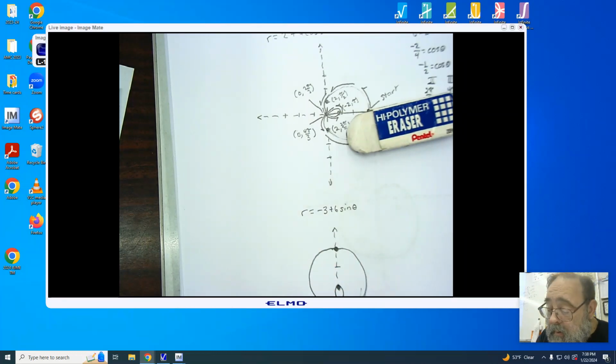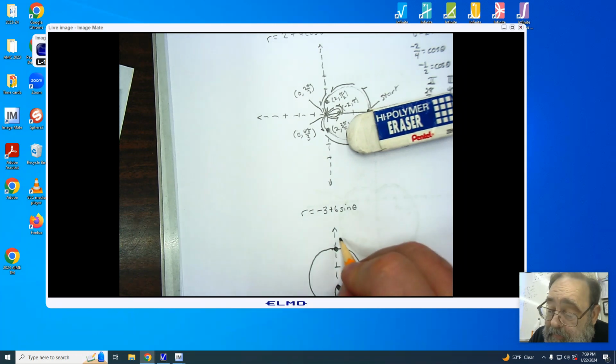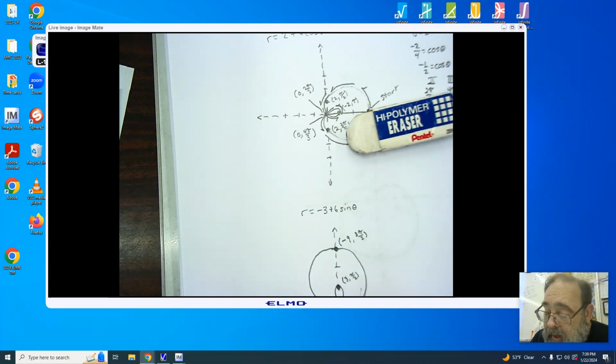And there we go. So we know that this point right here was at, let's see, 3 pi over 2. We had -3 at 0 pi. We had another -3 at pi. Notice these are backward. This up here was -9 at 3 pi over 2. We had 2 zeros. We have to find them.